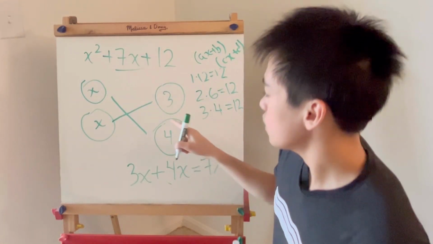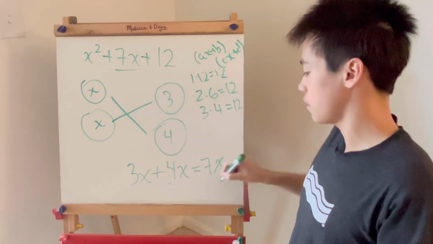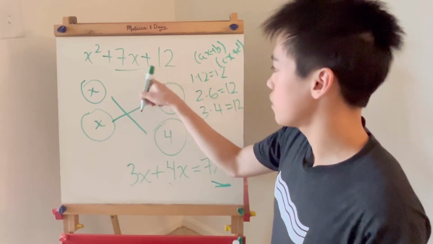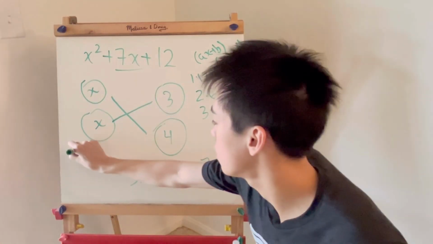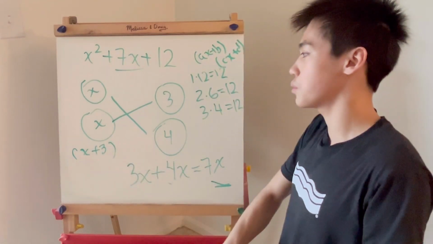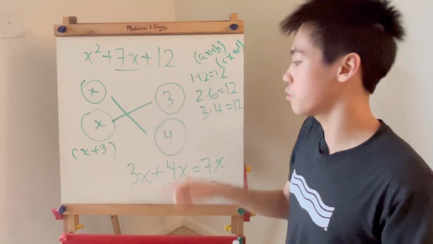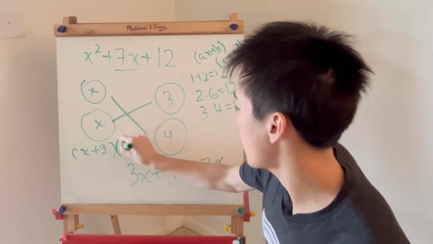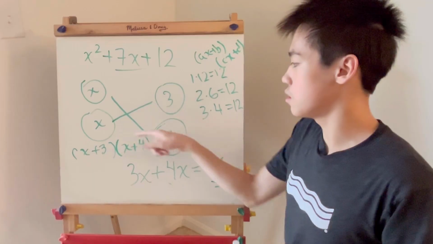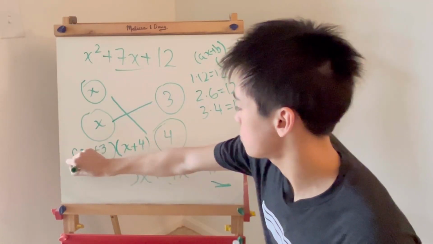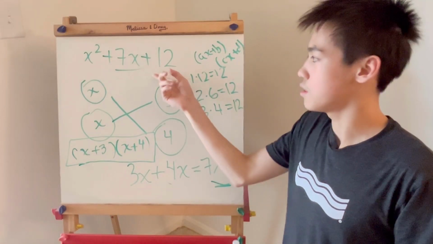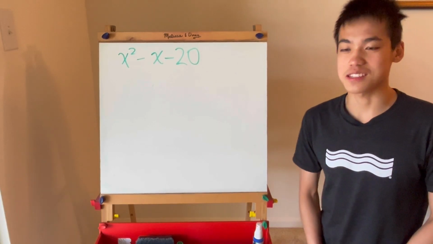Now, because this is a working pair, we can say that this quadratic factors into x plus 3, because it's simply the sum of this top row, times x plus 4, which is simply the sum of the terms in the bottom row. And so there you have your factored form for this quadratic. Now let's take a look at another example.